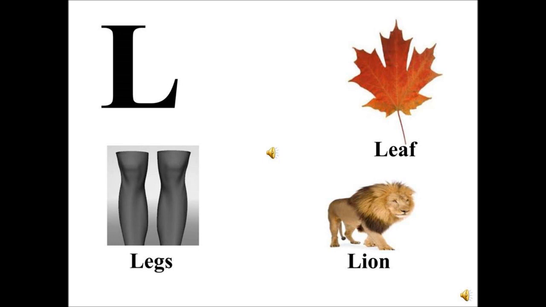Let's spell leaf. L-E-A-F. Leaf. Let's spell legs. L-E-G-S. Legs. Let's spell the alphabet letter word lion. Lion. L-I-O-N. Lion. These are L words. L. Great job. Very good.